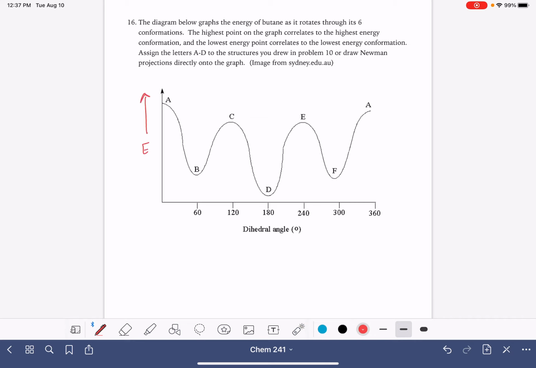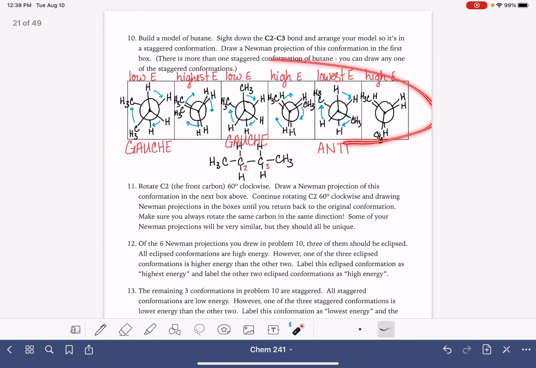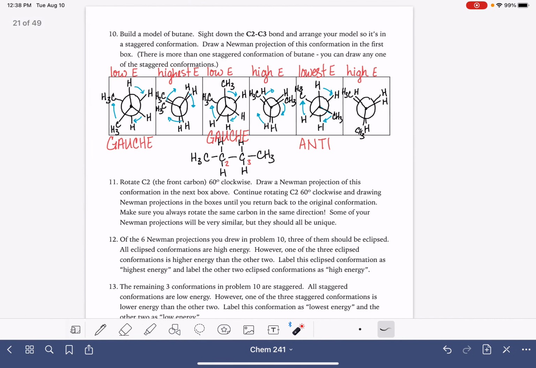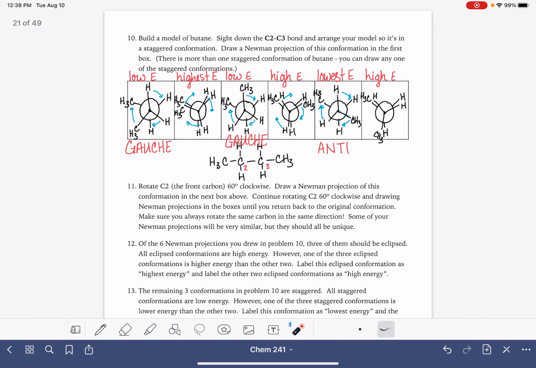And then what we're going to do next is look at the energy of the butane molecule as it rotates around that carbon-carbon bond, fluctuating high energy, low energy, high energy, super low energy, high, low, high. What we're going to do is take these letters A, B, C, D, E, F and label them on the structures, the Newman projections that we drew over here. Or what we could do is copy these structures onto this graph. I think that's what I'm going to do.